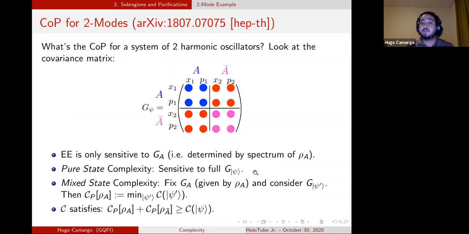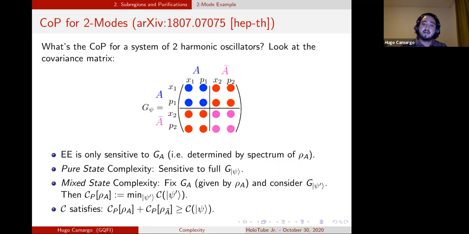One very interesting observation that can be made at this moment is that the complexity of purification satisfies what's called a subadditive property, which brings us back a bit to the holographic complexity proposals. It is interesting to mention that of the three proposals, the action and the volume 2.0, sorry, complexity equals volume 2.0, satisfy this subadditive property, but complexity equals volume does not satisfy this subadditivity property.